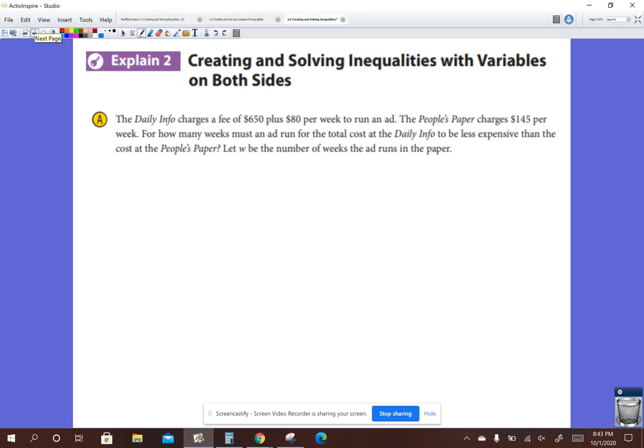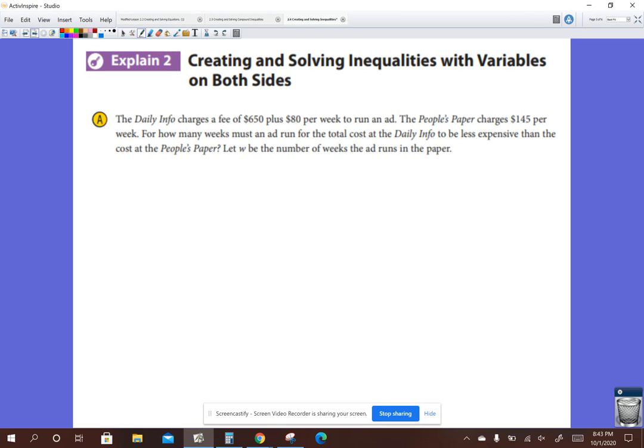All right, here we go. The Daily Info charges a fee of $650 plus $80 per week to run an ad. That's one piece of information. The People's Paper charges $145 per week. For how many weeks must an ad run for the total cost at the Daily Info to be less expensive than the cost of the People's Paper? Let W be the number of weeks that the ad runs in the paper.